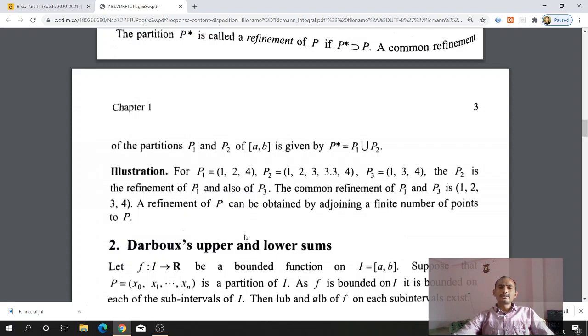A refinement of P can be obtained by adjoining a finite number of points to P. Once you have one partition P for any interval I, then you can find a refinement for this P. How? We add some elements to this P and we call this set P star, and this is your refinement for your P. So I hope you understand all these things on the basis of the Riemann integral.